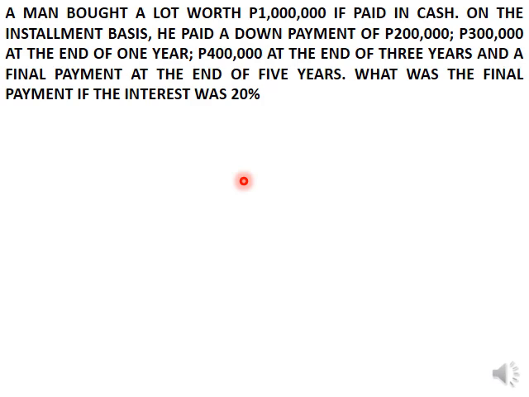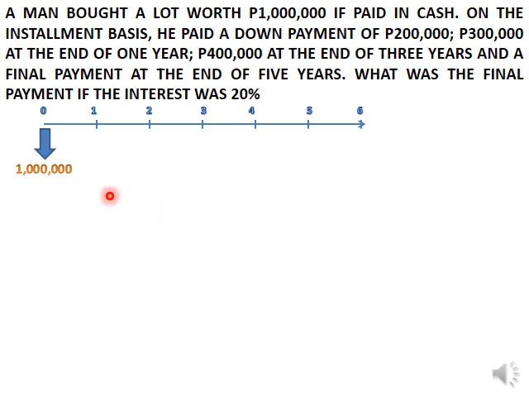Okay, the owner of the lot is selling the property for 1 million pesos. Meaning the owner of the lot wants his property to be sold now at 1 million. But since you do not have enough cash for this one, you as the buyer propose another payment scheme in a form of installment.